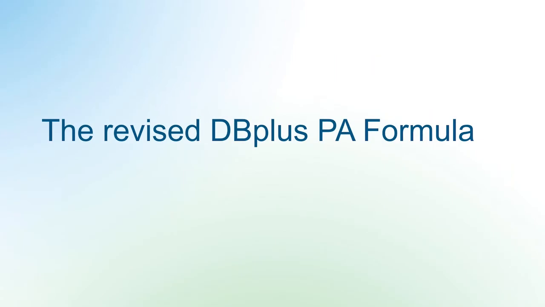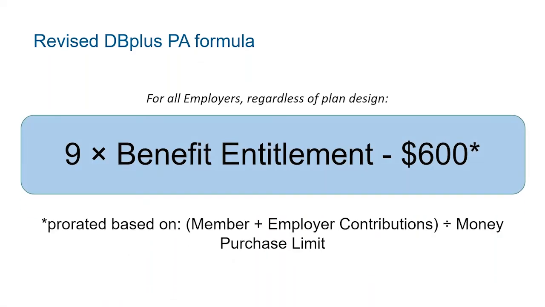This brings us to the revised DB Plus PA formula. You will notice that the base calculation, 9 times the benefit entitlement minus $600, is exactly the same as the formula we have now. The only change is to introduce a new proration factor for the PA offset, just like we have for DB Prime, except for DB Plus. The proration factor will be calculated by dividing member plus employer contributions by the money purchase limit of that year.